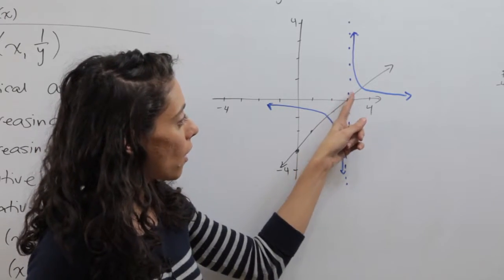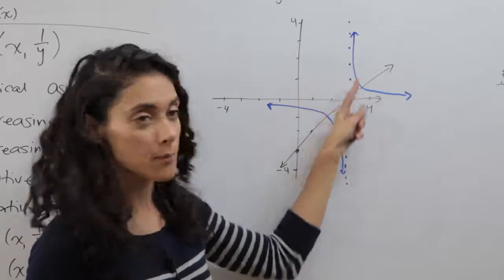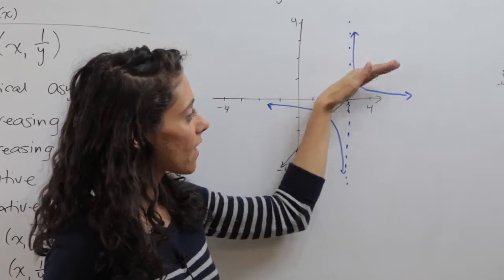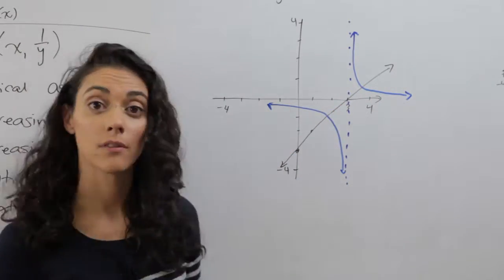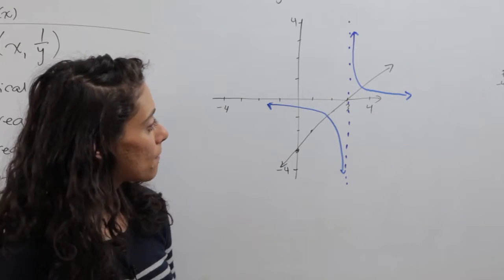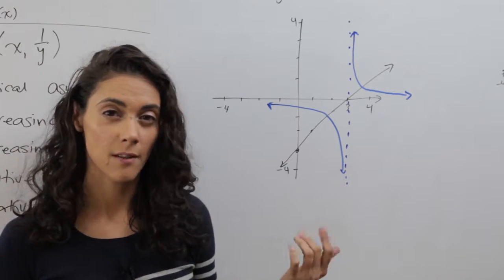Where this function is positive, the line, its reciprocal remained positive, right? Above the x-axis, above the x-axis. Where our function was negative, the reciprocal is also negative. This doesn't have a max or min, so its reciprocal doesn't either.